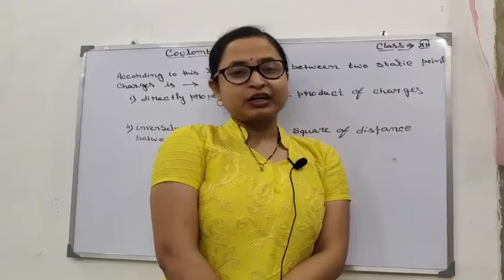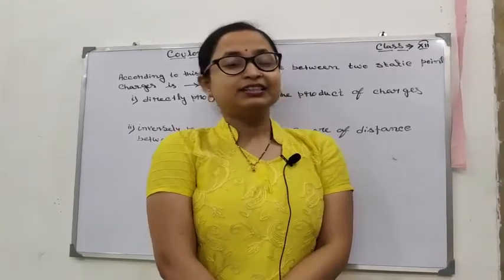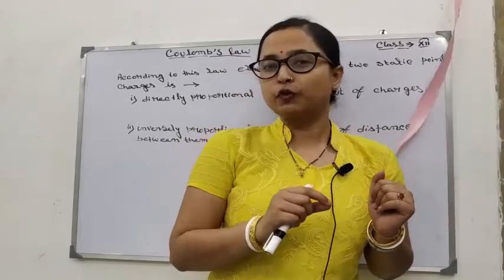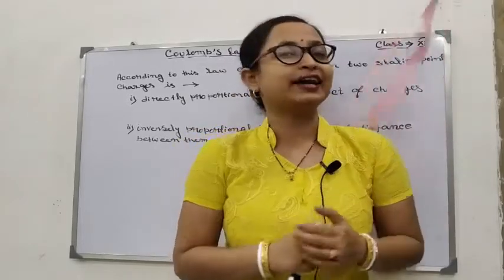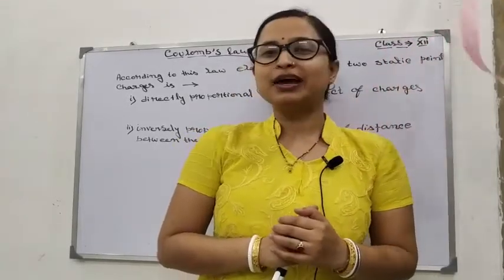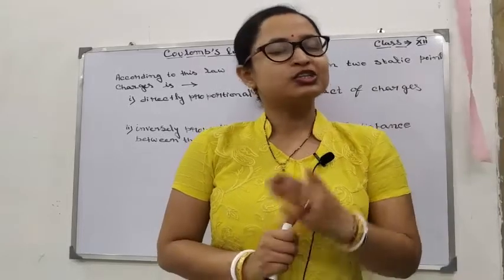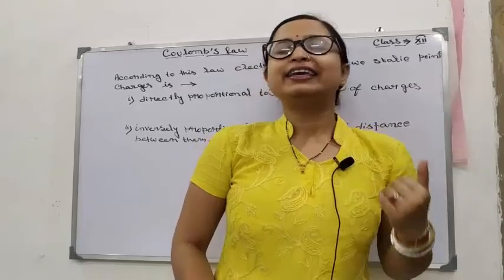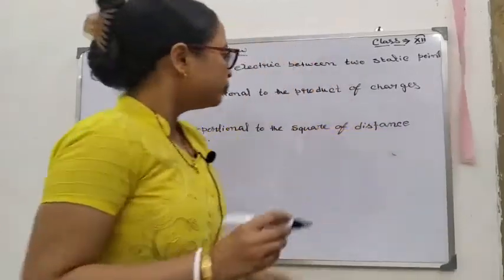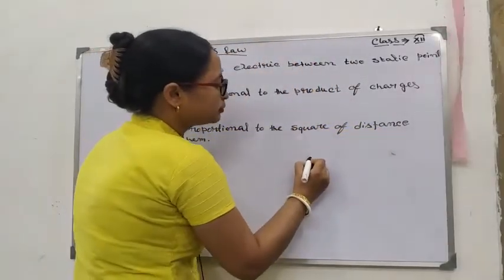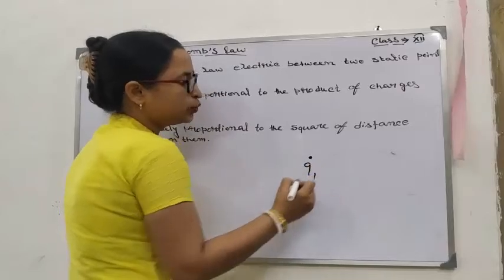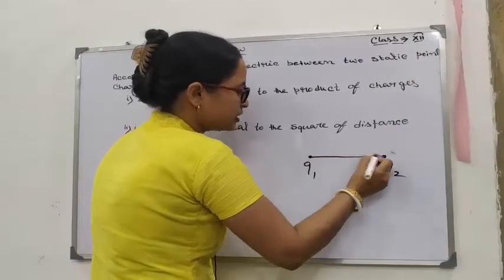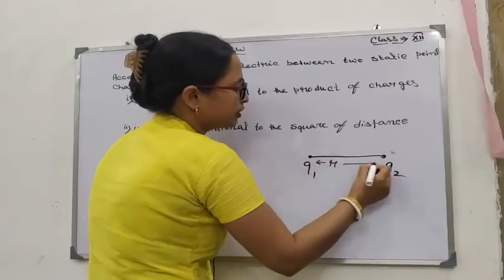Just like the universal law of gravitation, whenever you place two masses, what happens? The gravitational force between two objects is directly proportional to the product of their masses and inversely proportional to the square of the distance between them. Na? Similarly, in case of charge, if we put two static charges, for example, this is a charge Q1 and this is a charge Q2, and the separation between them is R.